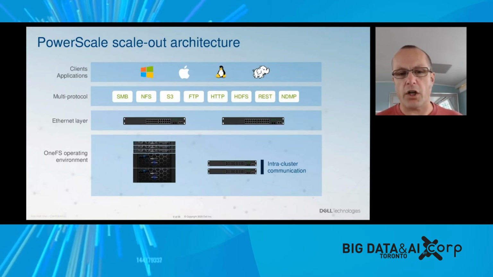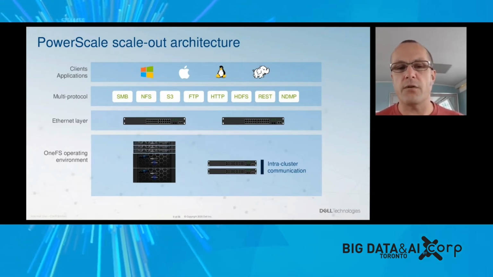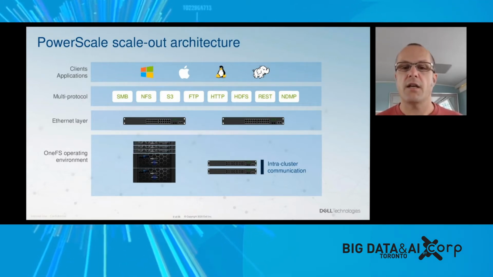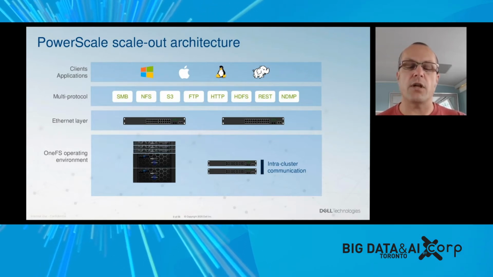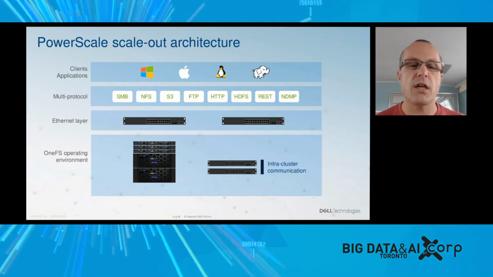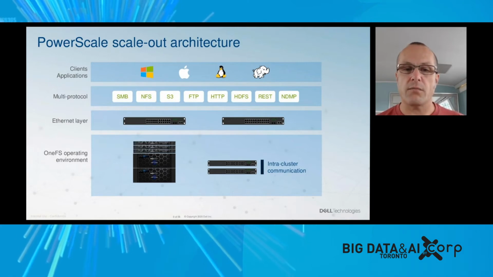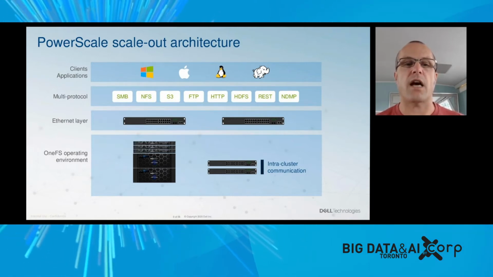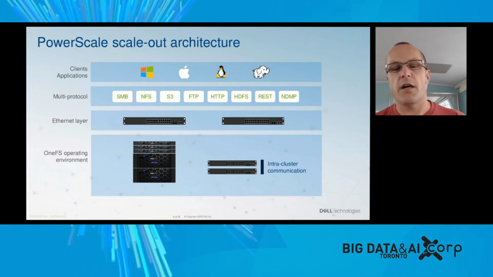Take a quick look at the architecture of Isilon. As I stated before, Isilon supports up to 252 nodes in a single cluster, single file system, and single namespace. We connect all those nodes together through redundant links to inter-cluster communication Ethernet switches. And then on the front end, every node has ports that go up to the customer network, which allows your clients to access your data through, again, multiple different types of protocols.